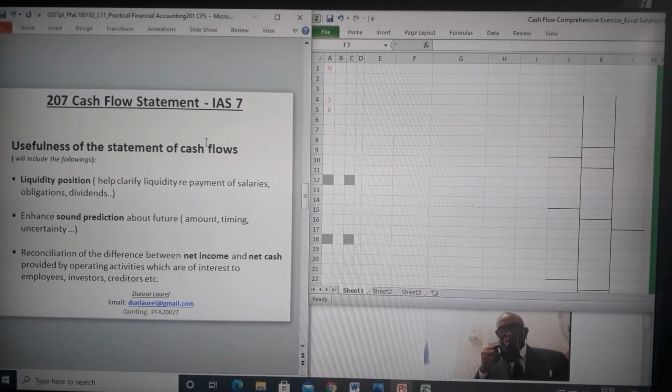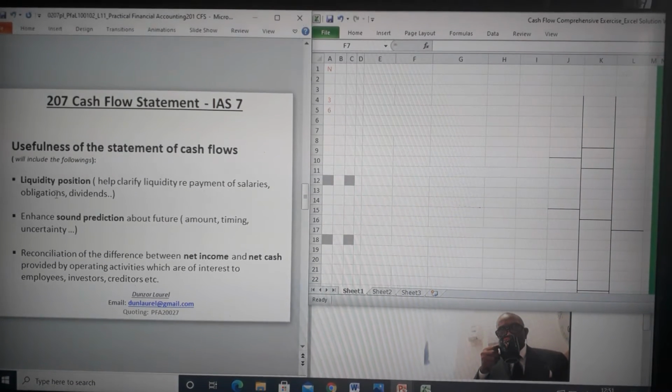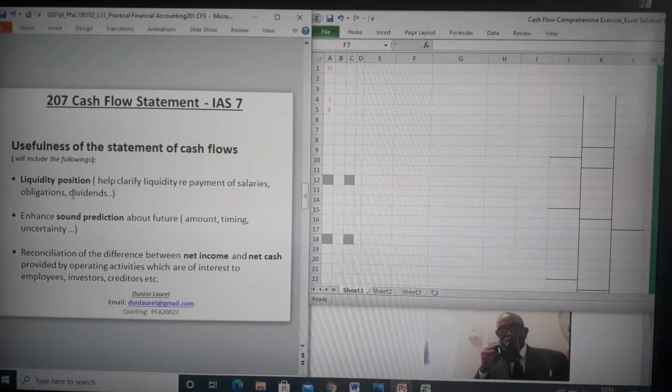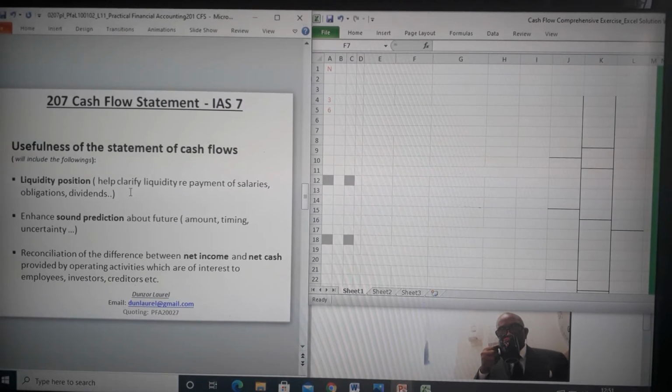What is the usefulness of cash flow statements? One is liquidity position. It helps you to know the liquidity position of the company, whether they are in good position to pay their salary or their obligations, like paying suppliers, paying dividend and interest. Cash flow statement will clarify this position.